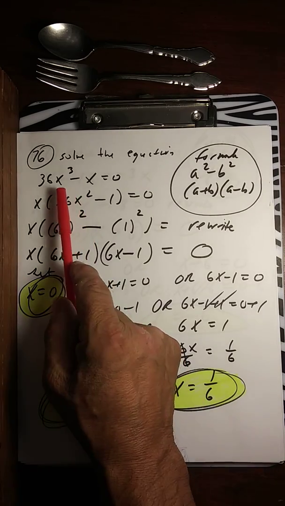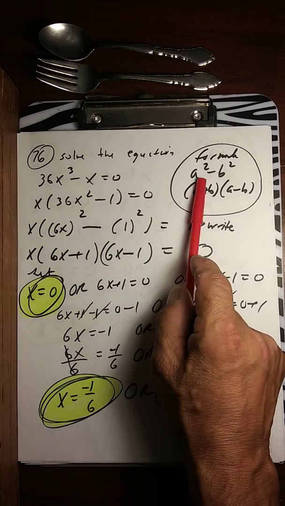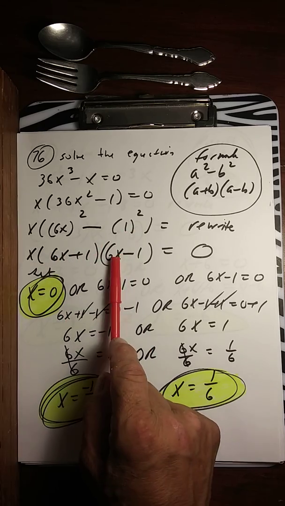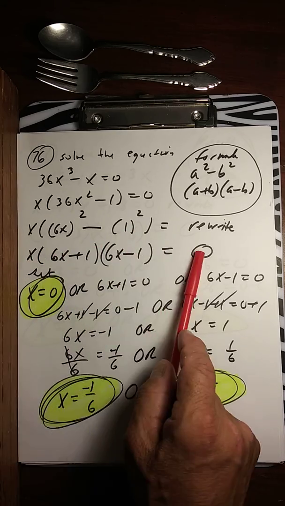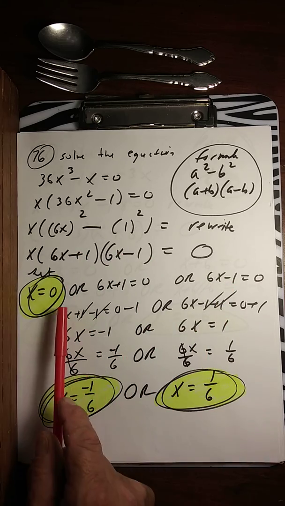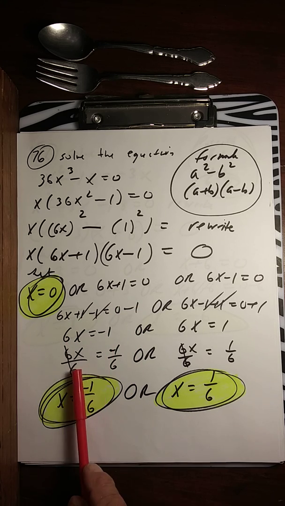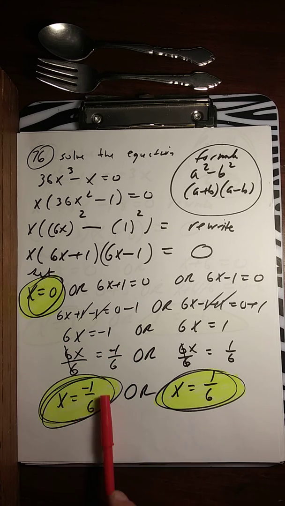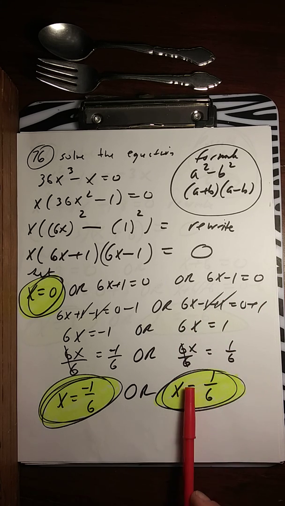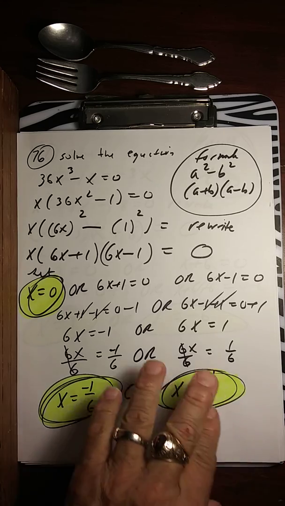Solve the equation. So let's take x out. 36x squared minus 1. This right here is a squared minus b squared. 6 times 6, 1 times 1. 6x plus 1, 6x minus 1. So we have this times this is equal to 0. First one 0, second one 0, last one 0. That's done. 6x plus 1, minus 1, so 6x equals negative 1, divided by 6, x equals negative 1 over 6. Add 1, 6x equals 1, divided by 6, so x equals 1 over 6. So 0, negative 1 over 6, positive 1 over 6.